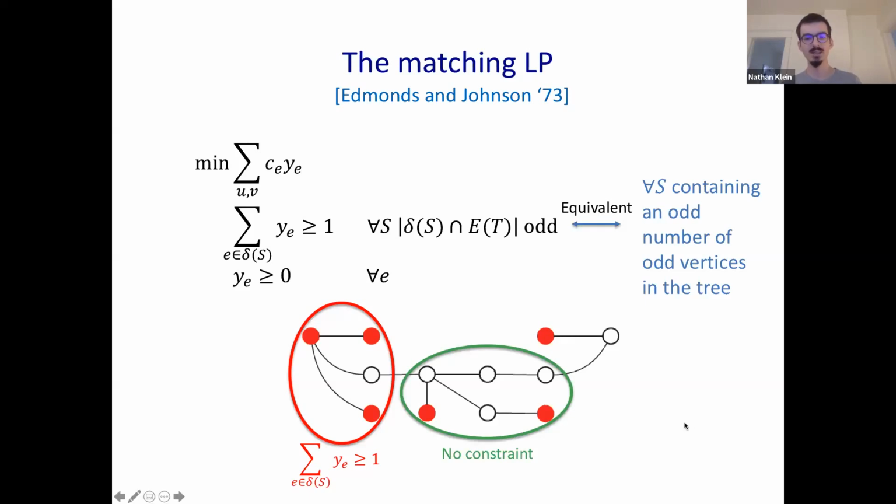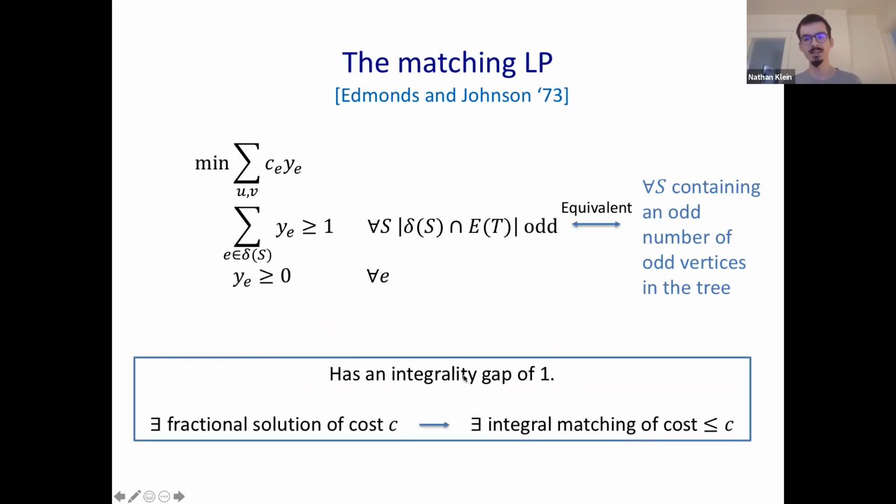And this LP has a very nice property. It has an integrality gap of 1. And this means that if we can construct a fractional matching of cost C, there must exist an integral matching of cost at most C. And since we just run a minimum cost matching, we'll definitely find a matching of cost at most C. So now the game is to find a cheap fractional solution to this LP, at least in expectation, and then our integral matching is guaranteed to find something at least that cheap.